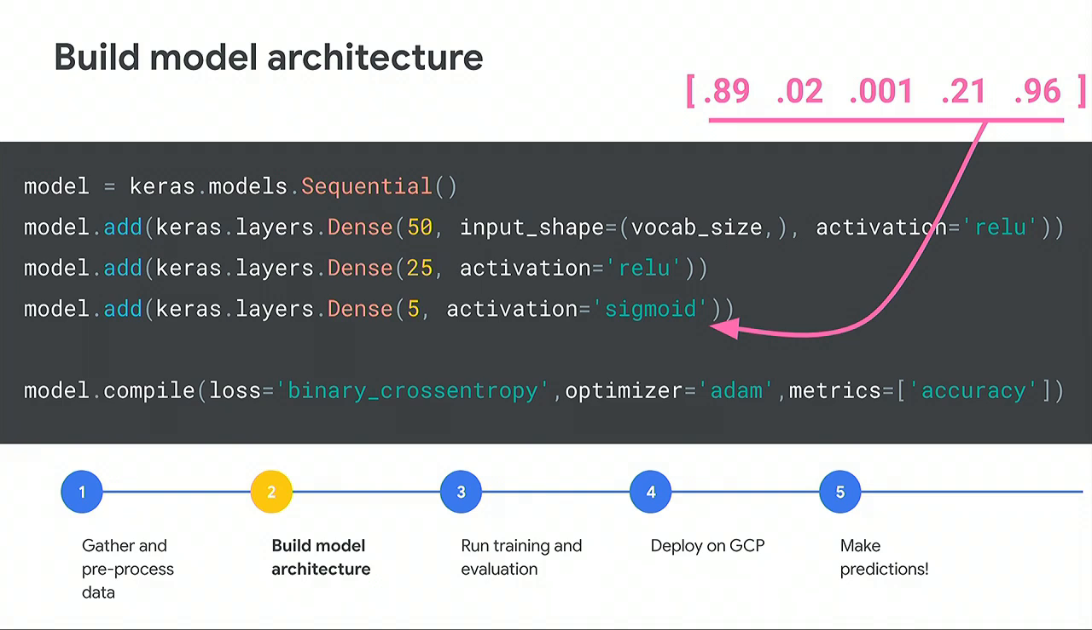Finally, we'll compile our model so that we can run training and evaluation. We pass it the loss function we want to use. This is how our model calculates the error between what it predicted and what it should have predicted. And this is the thing that our model is trying to minimize. The optimizer we choose tells our model how it will optimize those weight and bias matrices after each iteration.